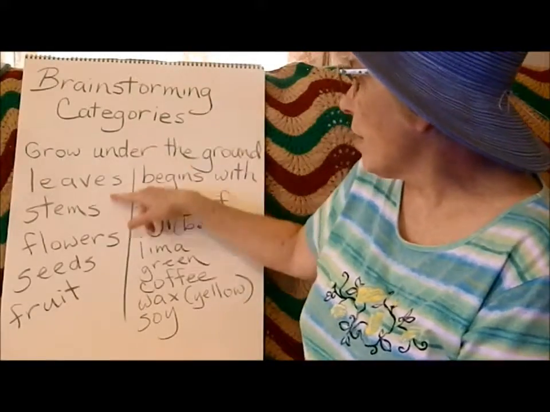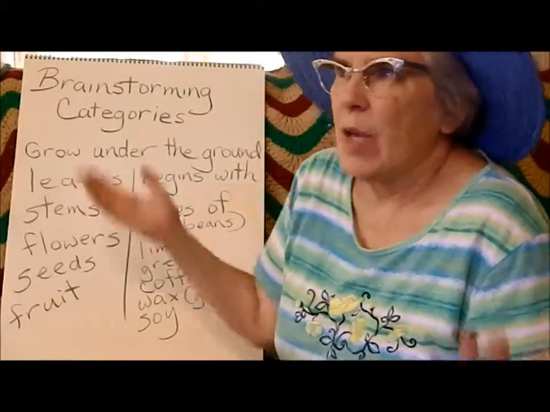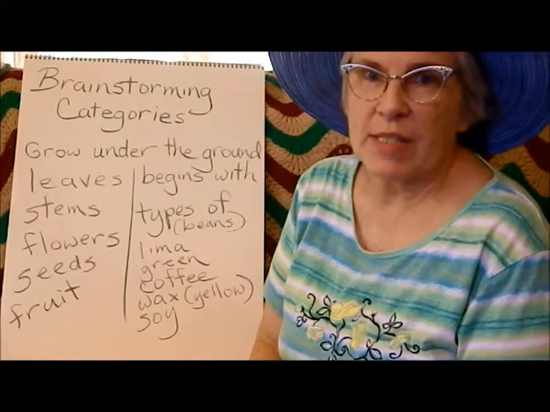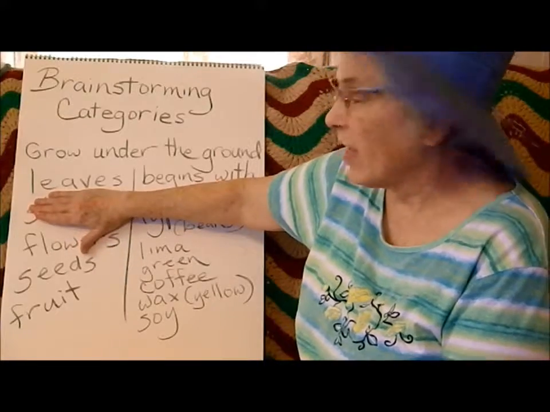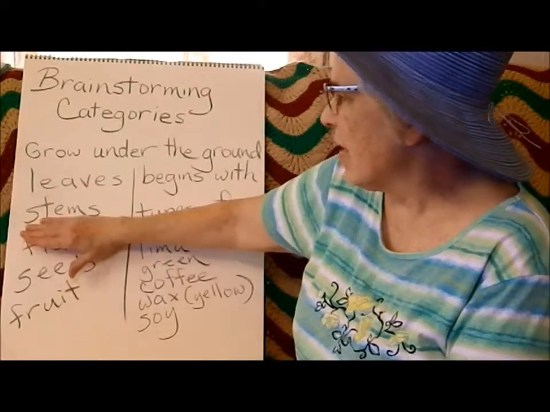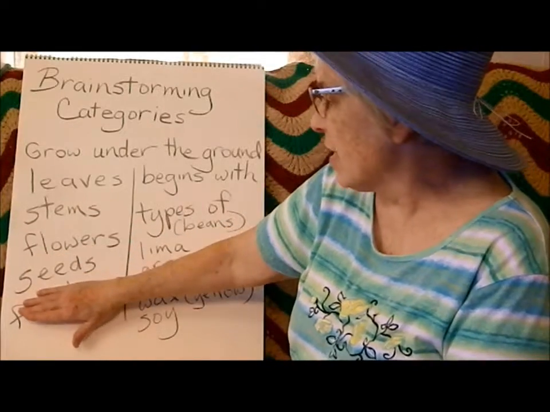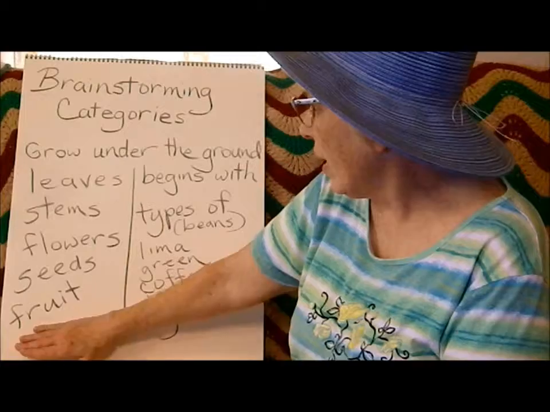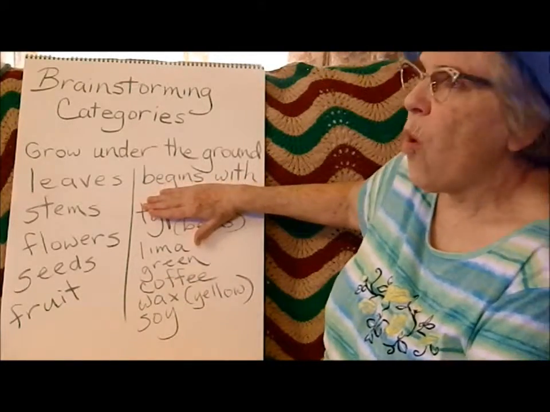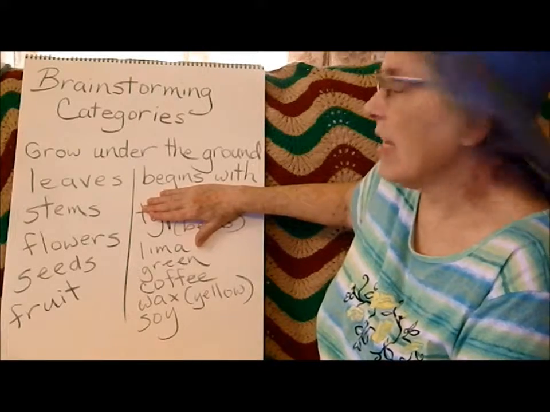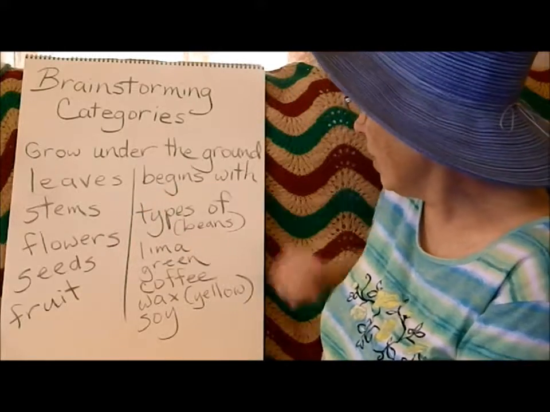Here are some of the brainstorming categories that I thought to use to expand the number of vegetables that I could think of. I could say that they grow underground, that they're the leaf part of the plant that we eat, the stem part of the plant that we eat, the flowers that we eat, the seeds that we eat, the fruit that we eat. I could also say, what vegetables can I think of that begin with what letters? A, B, C, and so on.